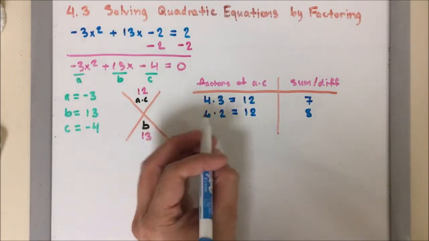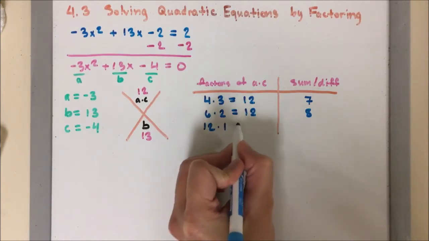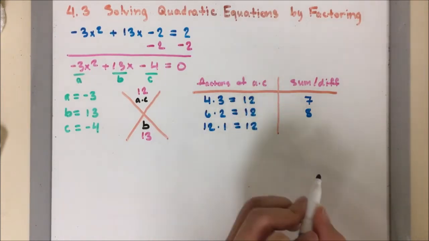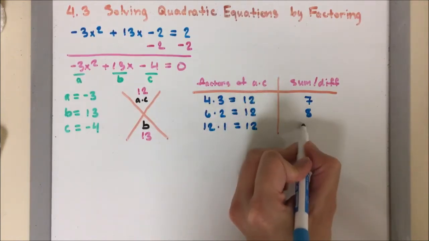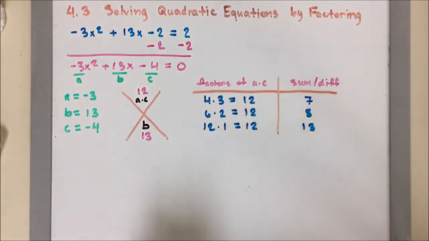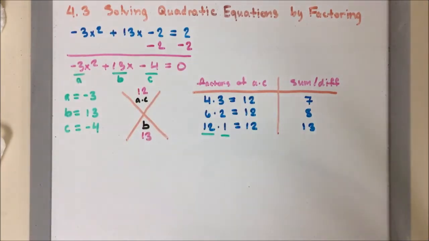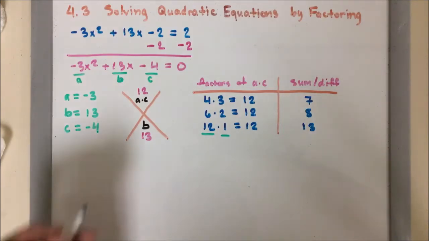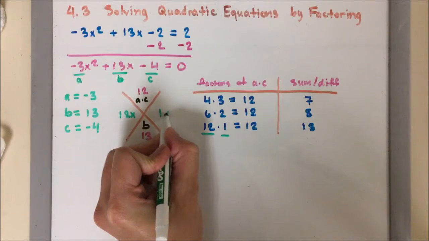So let's try one more. Let's do 12 times 1. 12 times 1 is 12. Good so far. And when I combine positive 12 with positive 1, I get positive 13. So I found the correct pair of factors, which is positive 12 and positive 1. So I'm going to write 12x here and then 1x here.